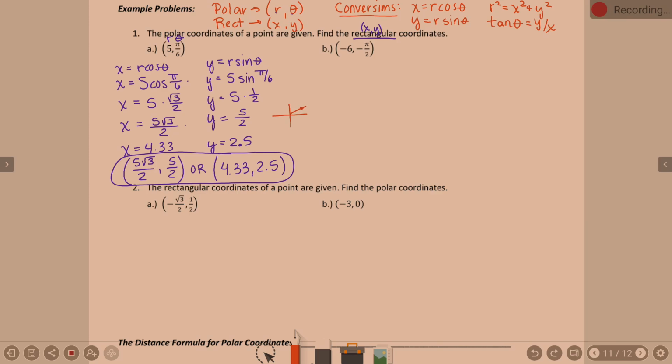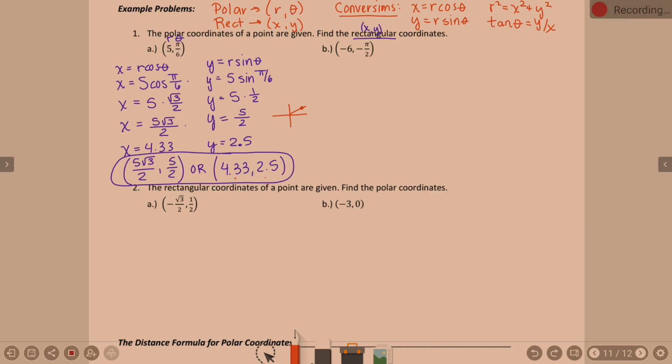Out 5, there's my random out 5. Does that make sense for 4.33 comma 2.5? Right 4, up 2.5? I mean, the placement makes sense. We're not measuring exactness, but the placement makes sense, which is what I'm asking, suggesting that you check. Okay, B.